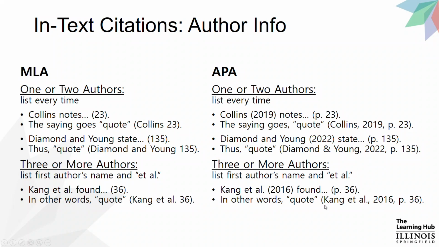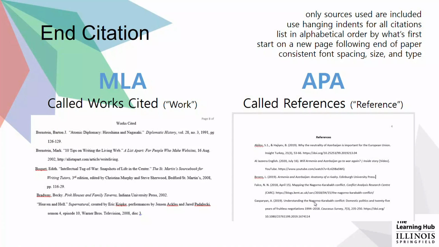So one or two authors every time, but in APA, two authors are handled a little bit differently depending on how you integrate it. And three or more authors it uses et al. after the first author's name, the primary difference being the integration of the year in APA for all of these. So when we talk about the last category, the end citation, this is where we see some of the most primary differences between the styles.